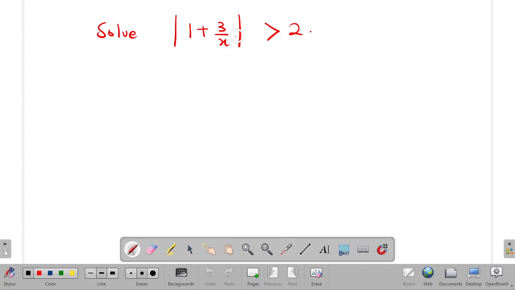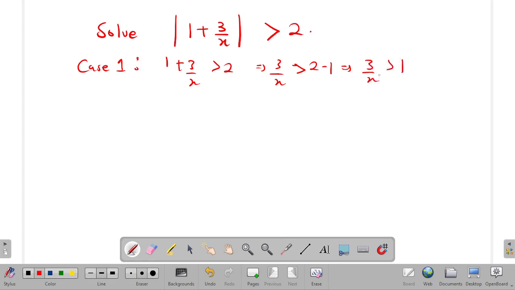To solve the absolute value of 1 plus 3 over x is greater than 2, of course, you have two different cases, right? So you simply write case 1, that is 1 plus 3 over x is greater than 2. This is for the positive side, okay? So for the positive side, you simply have to send 1 there, right? So this gives 3 over x is greater than 2 minus 1, right? So this gives 3 over x is greater than 1.